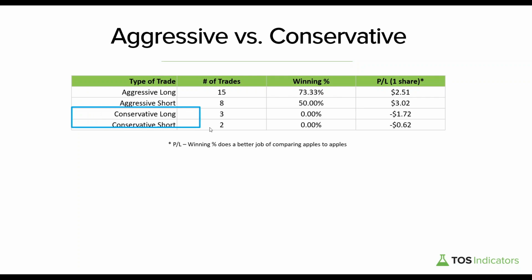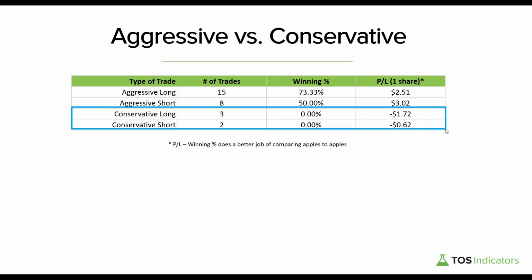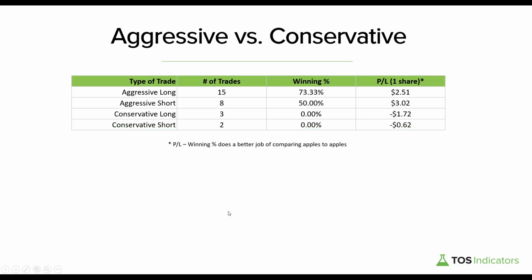Now, if we take a look at the conservative setups, that was a different story, right? We had a total of 5 trades, 3 on the long, 2 on the short, but all 5 of those were losers. So obviously my next question is, well, what the heck happened there? So we're going to dive a little bit deeper there. So let's take a look.